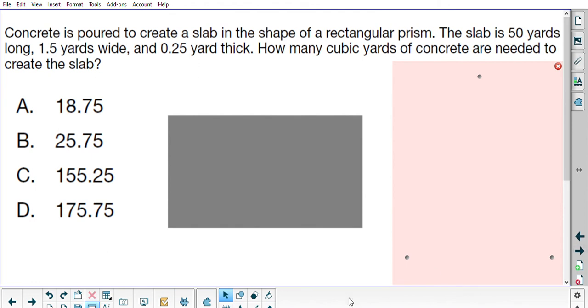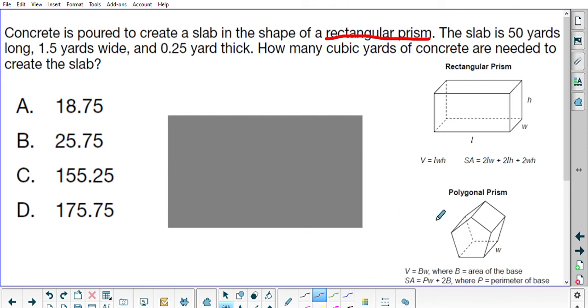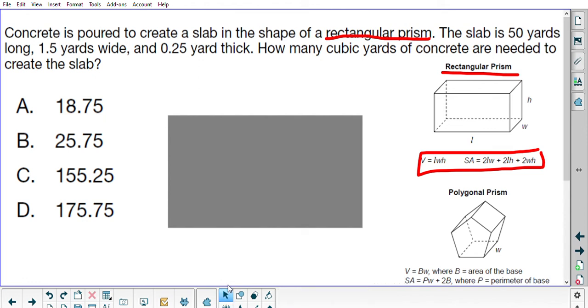All right, so we're talking about here a rectangular prism, as you can see in the very first sentence. So when you go to your formula sheet, you're going to find a rectangular prism and a polygonal prism. Now, polygonal prisms technically could include rectangular prisms, but you might as well just use the rectangular prism formulas, which you can find right here. If you're given a triangular prism, then you would use the polygonal prism. Or a trapezoidal prism, you would use the polygonal prism. But for rectangular prism, we're going to use its own unique volume or surface area formulas.